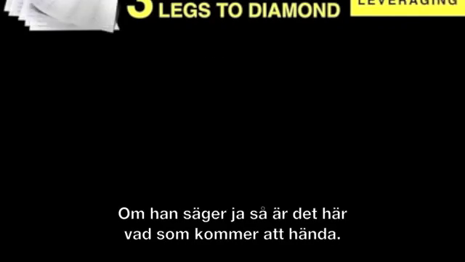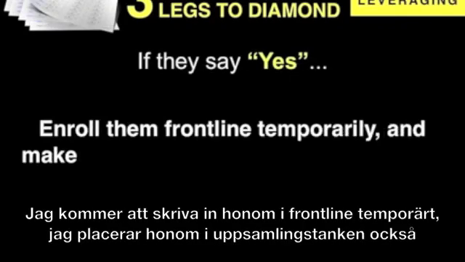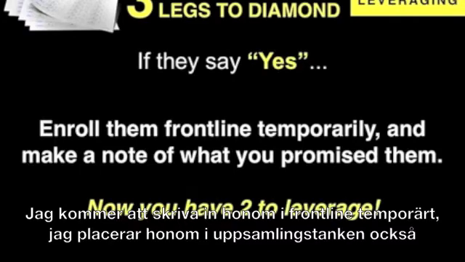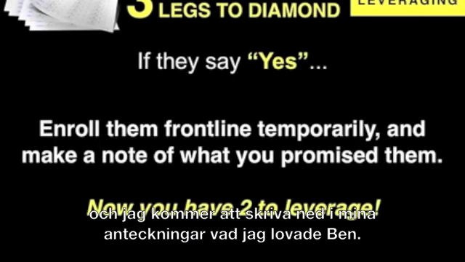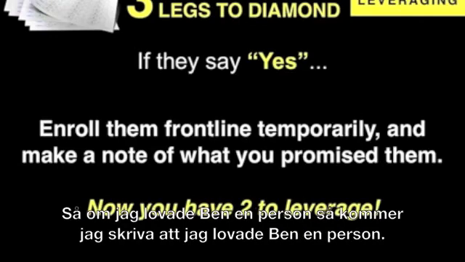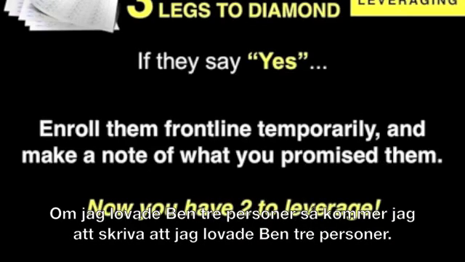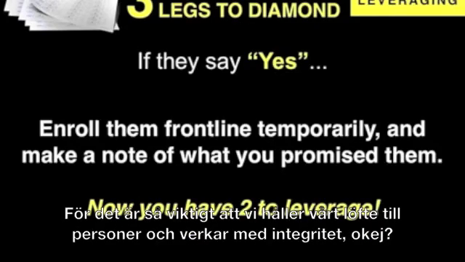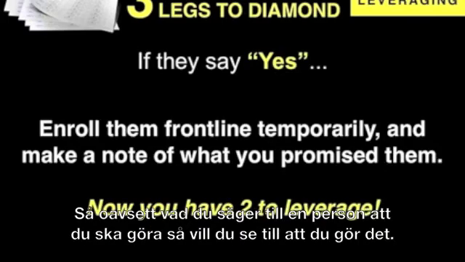Now, if he says yes, here's what's going to happen. I'm going to go ahead and enroll him frontline temporarily. I'm going to put him in the holding tent too. And I'm going to write down in my notes, Jim, what I promised Ben. So if I promised Ben one person, I'm going to put down I promised Ben one person. If I promised Ben 3 people, I'm going to put down I promised Ben 3 people. Because it's so important, folks, that we keep our word with people and we operate with integrity. Okay? So whatever it is you tell a person you're going to do, you want to make sure you do it.